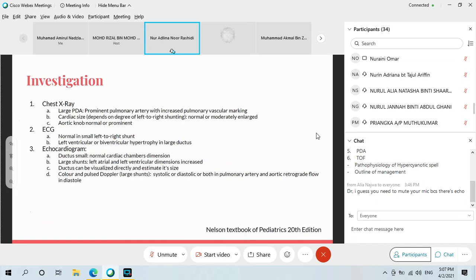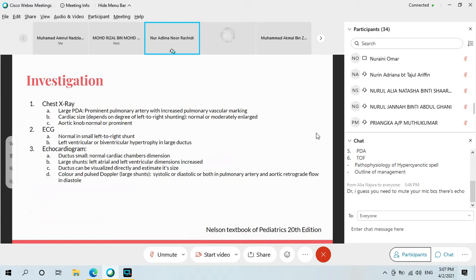For the ECG, usually in a small PDA it will be normal. But we might detect some left ventricular or biventricular hypertrophy in a large PDA, where there will be increased R wave amplitude in the left ECG leads and also increased S wave in the right ECG leads.